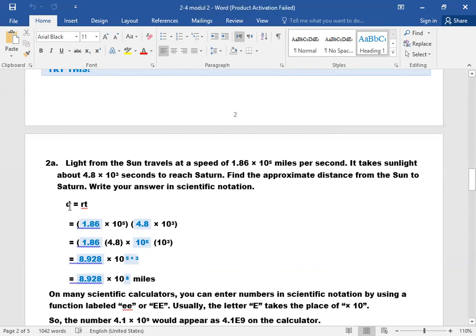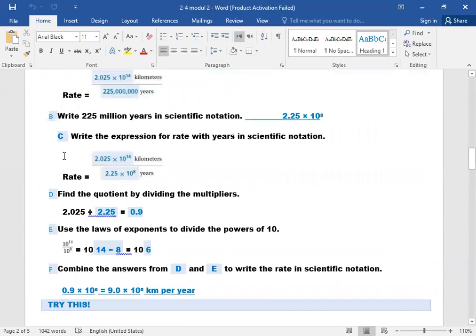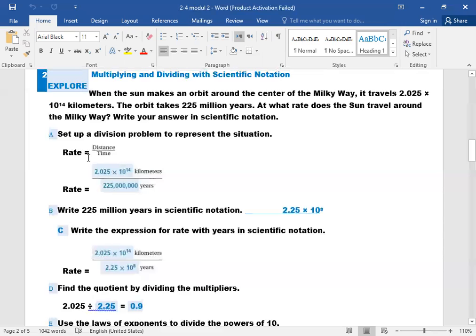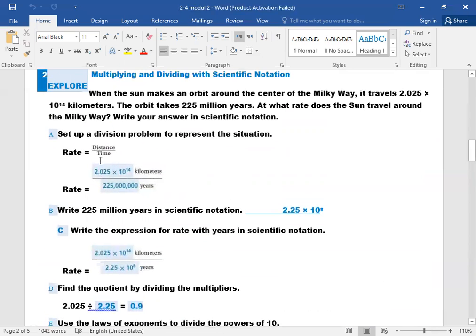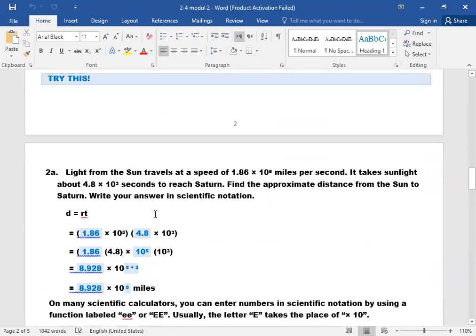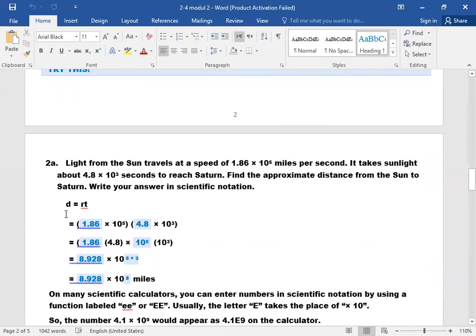We have to know that the distance equals rate times time, t, which is time. So if you go back here, we said that the rate equals distance over time. And if you are looking for the distance, it will be rate times time, or rate multiplied by time, so you don't get confused.